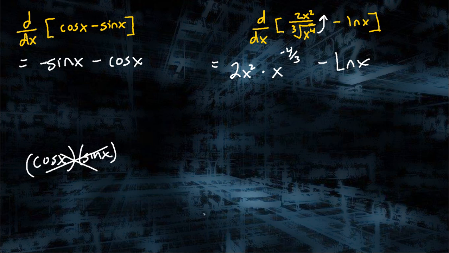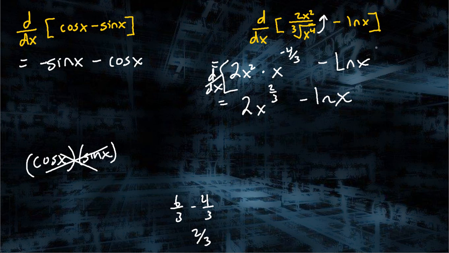Now, I'm going to get a common denominator there. So that'll be 6 over 3 minus 4 over 3. I'm combining those, adding them, and I'm going to get 2 over 3. So I have 2x to the 2 over 3 minus natural log x, and I'm going to find the derivative of this. I was doing all this, so d dx should be in front, because I haven't actually taken the derivative yet.